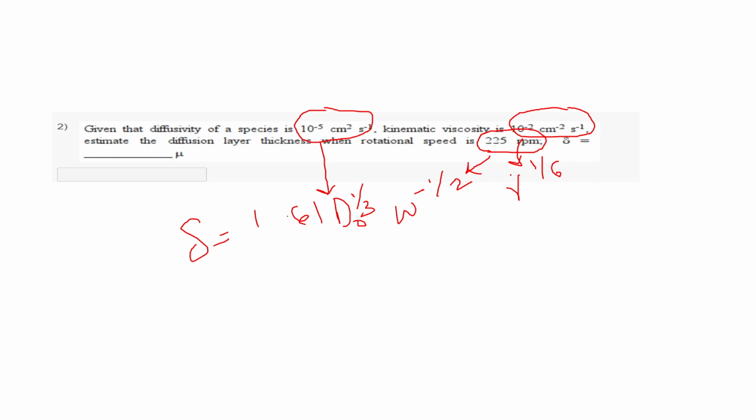Diffusivity is in centimeter square per second, and this is also centimeter square per second. Now you will have to convert rpm to rps and solve it. Could you please try it, everyone, and then we'll discuss. I'll give you a few minutes.